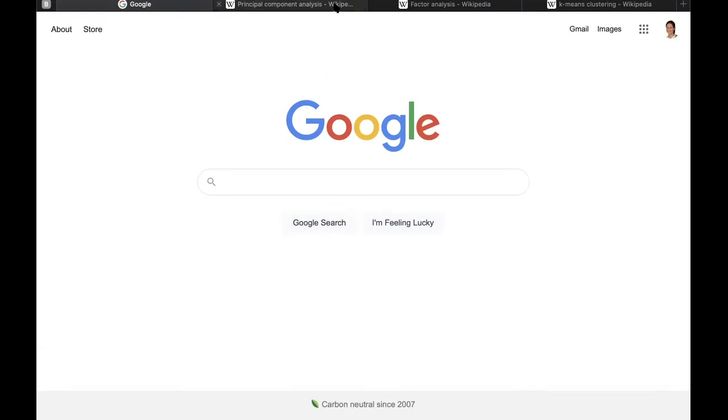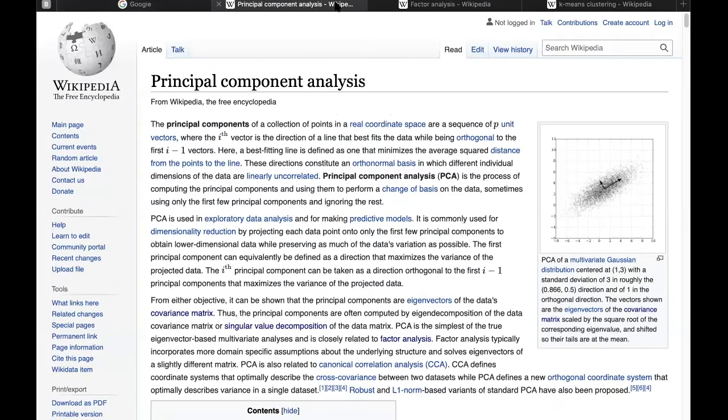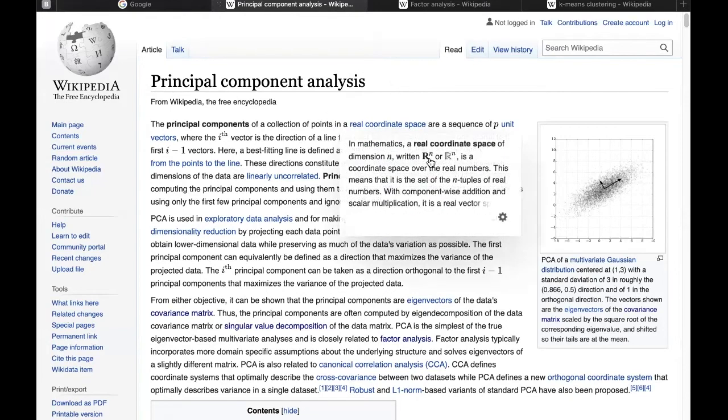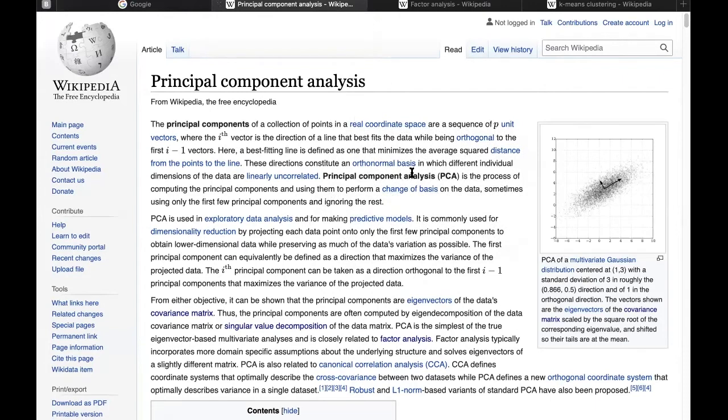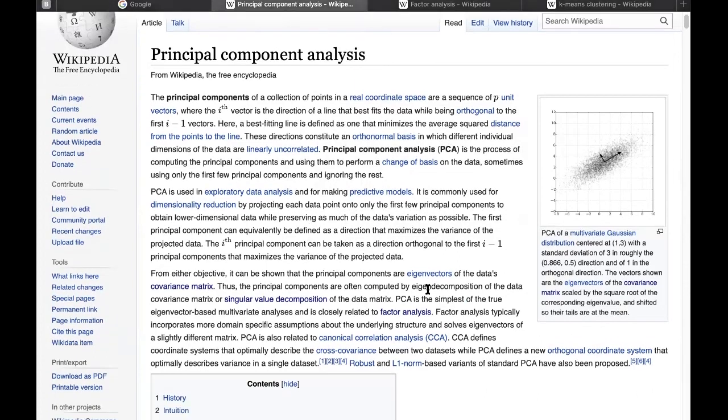So I'm going to try to give you a little glimpse of this by just browsing some Wikipedia articles. The first is for principal component analysis. And we'll find that it starts talking about real coordinate spaces, an orthonormal basis, and a change of basis, dimensionality reduction, and eigenvectors for the covariance matrix, the singular value decomposition. These are all words that, if you don't know linear algebra, are beyond your scope. And by the time we get through the MSA linear algebra, we'll be able to read these paragraphs and understand just exactly what's going on.